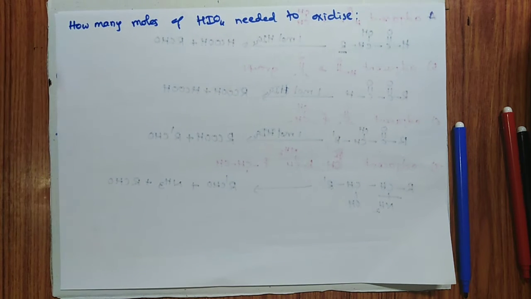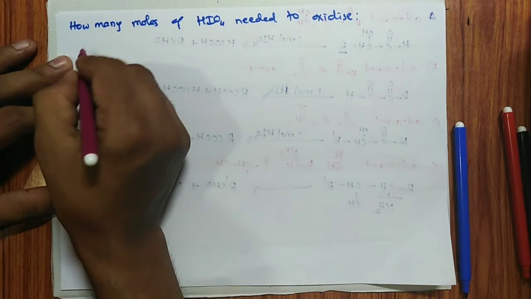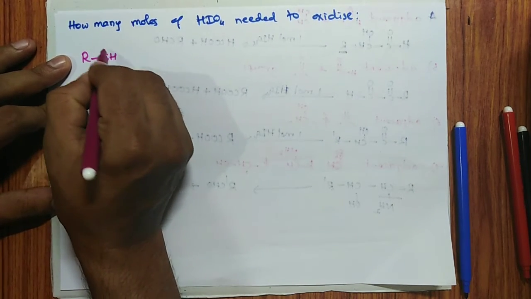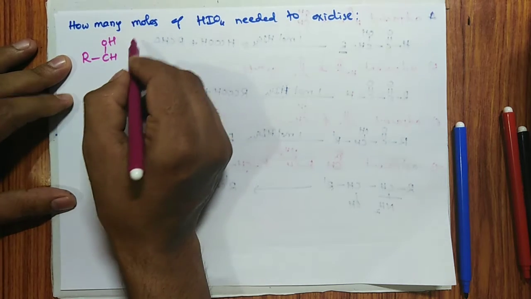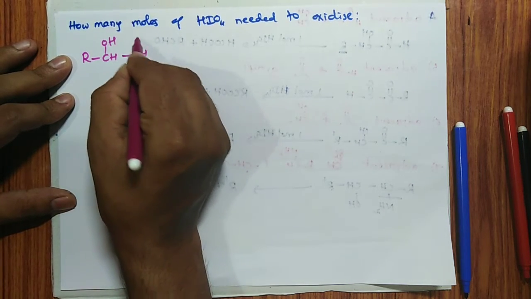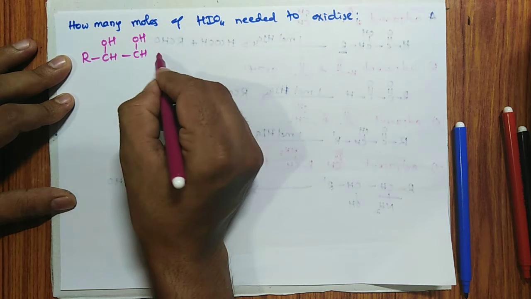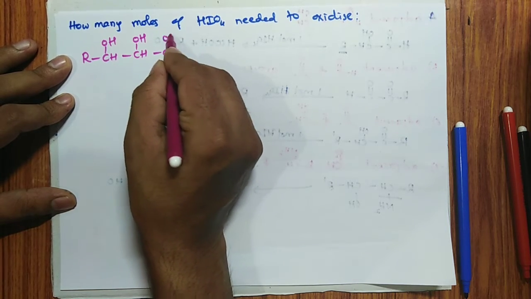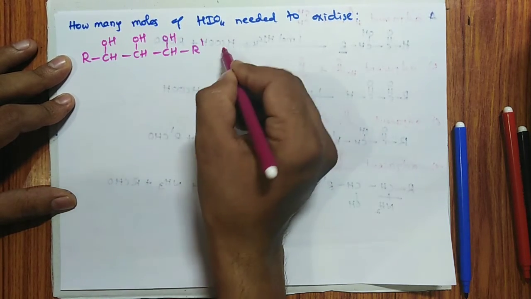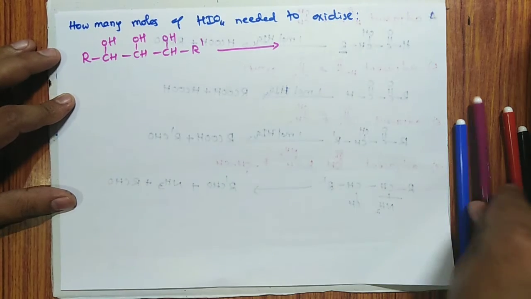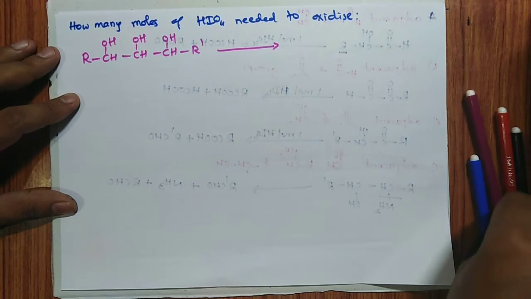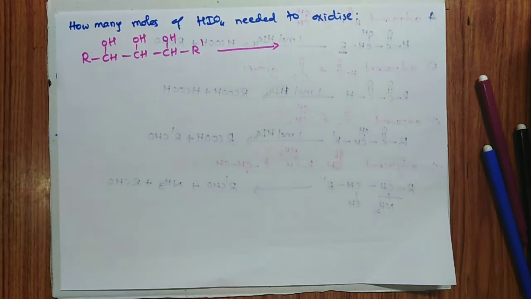Just imagine how many moles of HIO4 are needed to oxidize. The compound given is RCHOH, CHOH, CHOH, R dash. How many moles of HIO4 are needed?